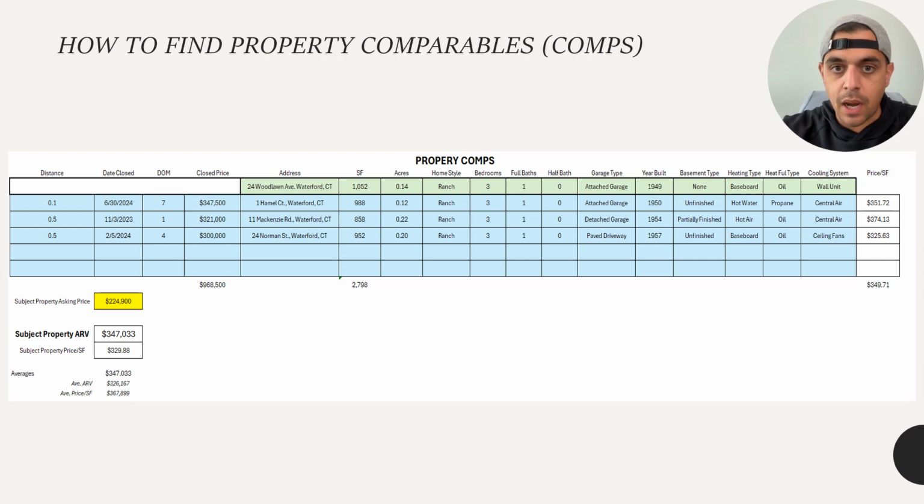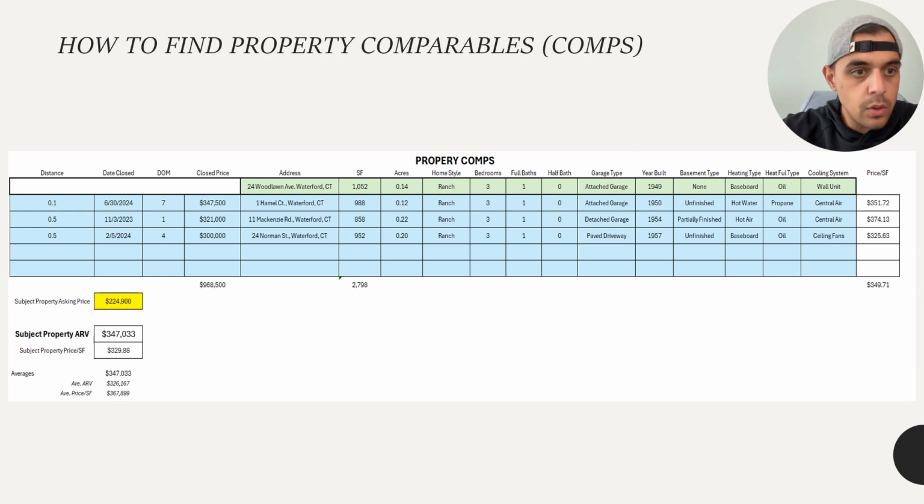You'll notice the subject property is 1,052 square feet. It's about 0.14 acres of land available there. It's a ranch, a 3-1. It's got an attached garage, built in 49. And then there's some other information on the right. The other information on the right is going to help you more for your rehab scope of work. We're not going to get into that at the moment.